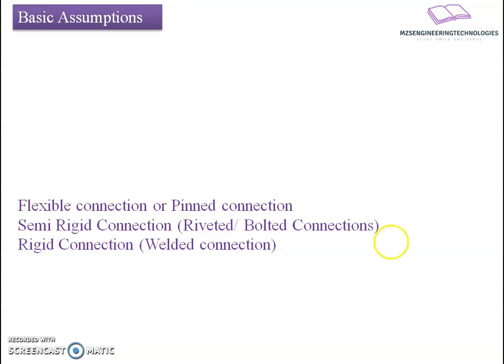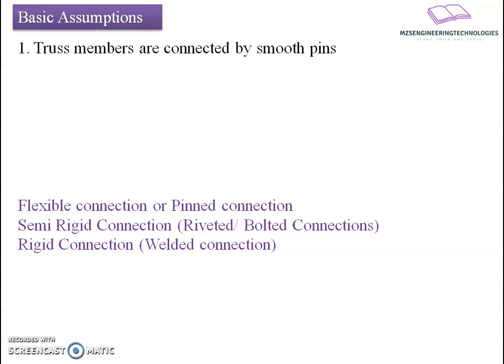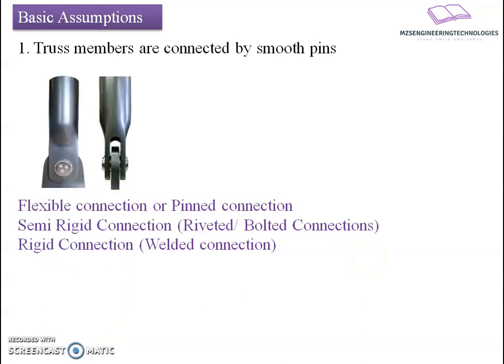Okay. So in case of truss, the very first assumption is that truss members are connected by smooth pins, so as to ensure that the members are subjected to the axial force only. That is the very first assumption. What are the pin connections? Let us have a view over it.